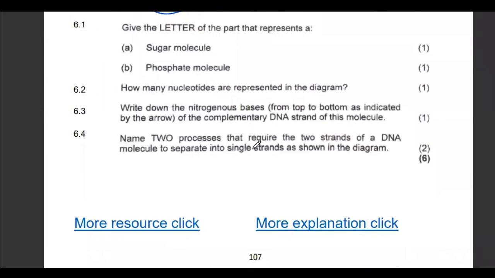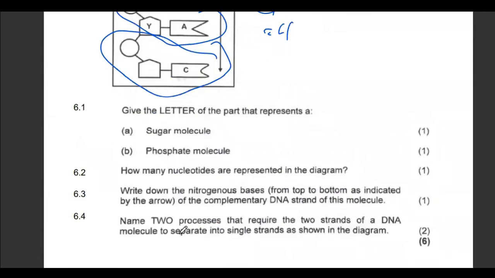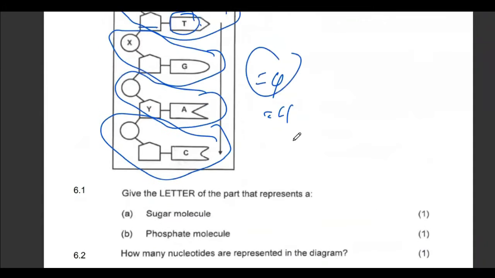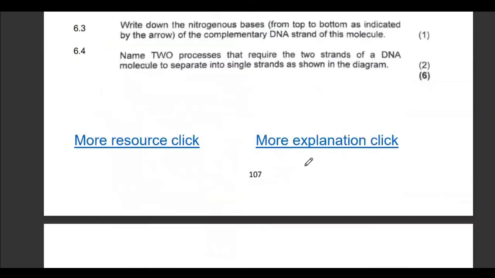Write down the nitrogenous bases from top to bottom, as indicated by the arrow, as the complementary base strand of this molecule. Here it is just T, and they're saying on DNA, complementary. So they are not talking about converting it into RNA. Don't forget that A goes with T, and C goes with G. So whenever there is A, you put T. Whenever there is C, you put G. Basically, that's how it's supposed to be answered.